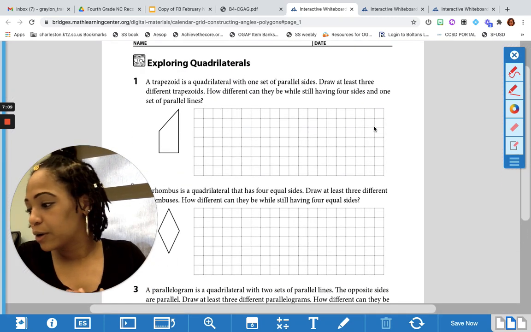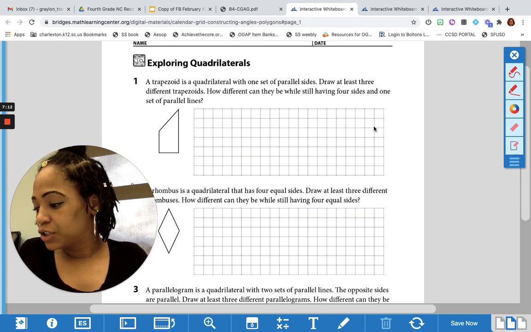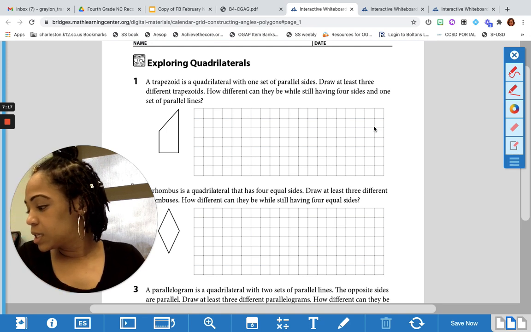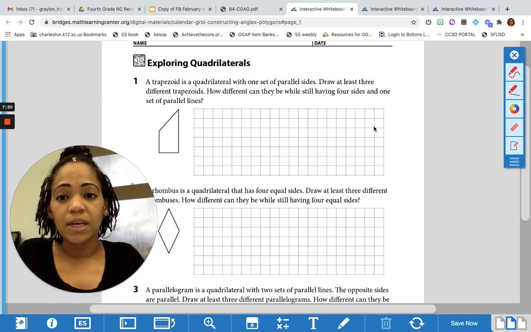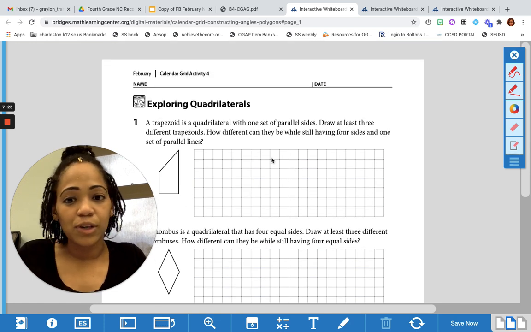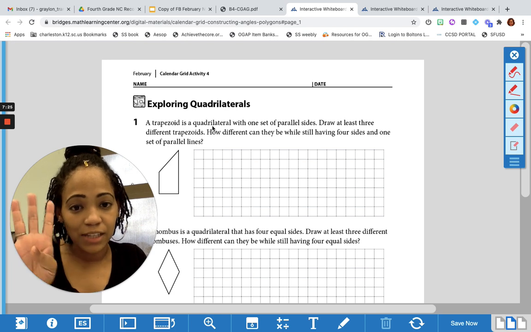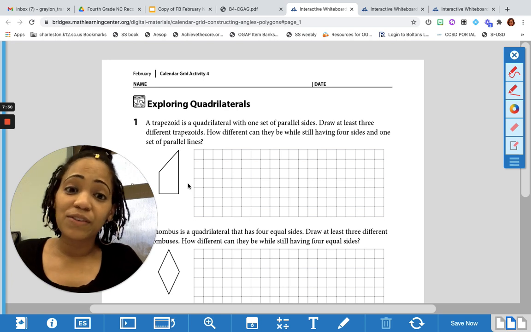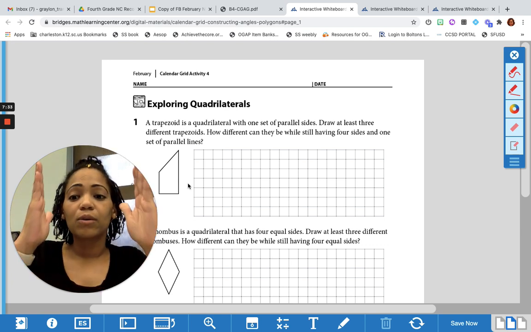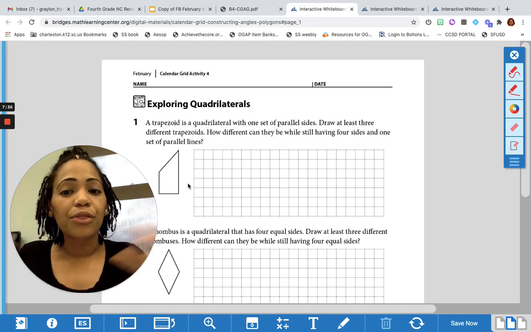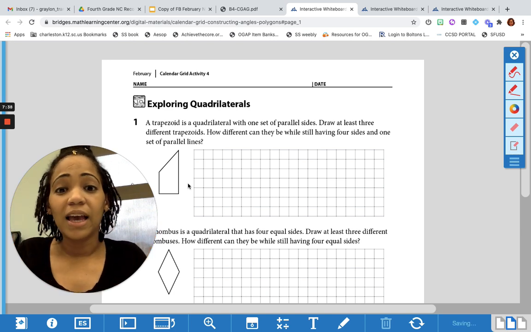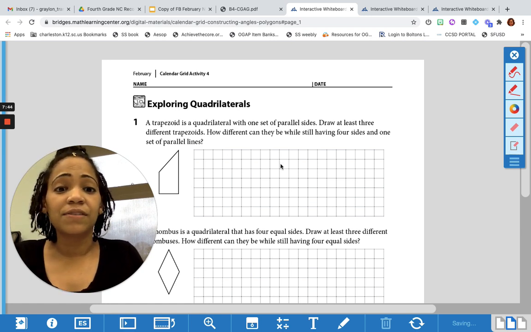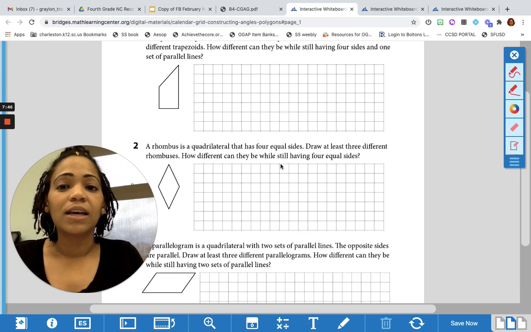So if you would turn to it, I'll quickly go over the directions, and then you will be working on this page independently, okay? So it's exploring quadrilaterals. You have a trapezoid, that's a quadrilateral. It has 4 sides. And now we're incorporating some language that we've been using for a little while now. Parallel. Remember, they're going in the same direction. It says draw 3 different trapezoids. And it tells you, has 1 set of parallel sides, to see how different they can be while still having 4 sides and parallel lines.